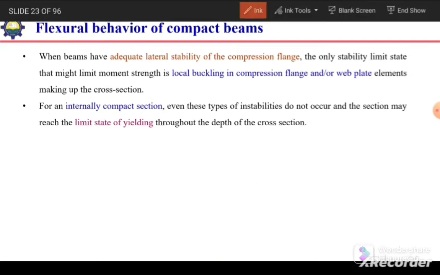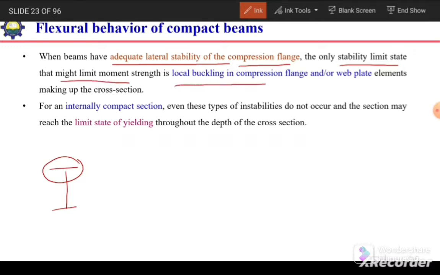Okay, next is the flexural behavior of a compact section. When a beam has adequate lateral stability of the compression flange, that is, its compression flange is continuously braced or braced at closer intervals so that it will not buckle in the lateral direction, in that case the only stability limit that might limit the moment strength is the local buckling in the compression flange. So if we prevent lateral torsional buckling, then the only possibility is that the flange can buckle or the web can buckle.